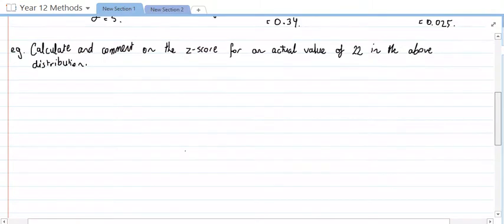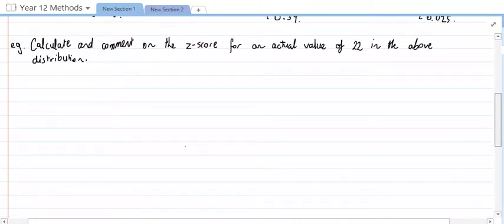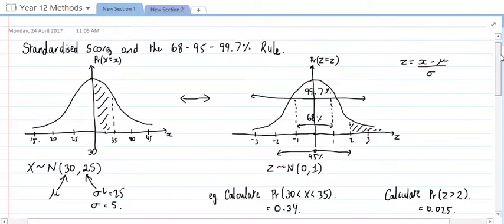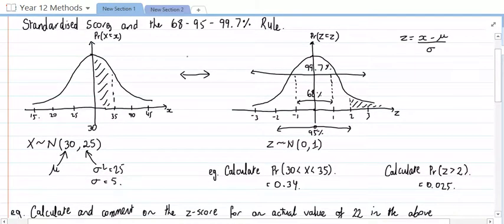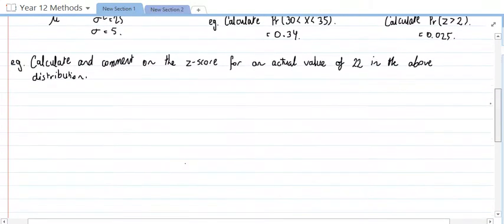So this one here, calculate and comment on the z-score for an actual value of 22 in the above distribution. So I'm going to calculate the z-score. We're talking about an actual score of 22, which is about here. So we can straight away see that's a fair bit below the average, but that's alright. So let's go z equals x minus mu divided by sigma. That is 22 minus 30 divided by sigma, which was 5. So 22 minus 30 is going to be negative 8 divided by 5, and that is negative 1.6.